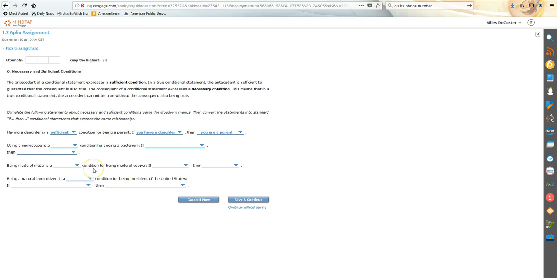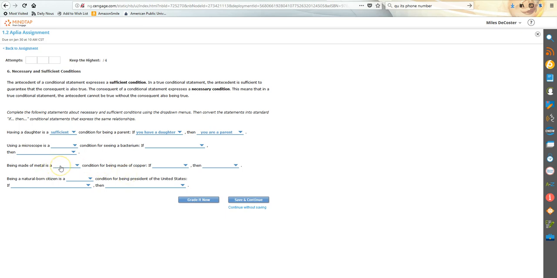Being made of metal is a blank condition for being made of copper. Okay, so here I'm going to be asking myself, well, if I'm made of metal, does that mean automatically I'm made of copper? No, I guess, because I could be cobalt or titanium or all sorts of other types of metal, right, besides just copper. So being metal doesn't guarantee I'm made of copper. That means it's not sufficient.